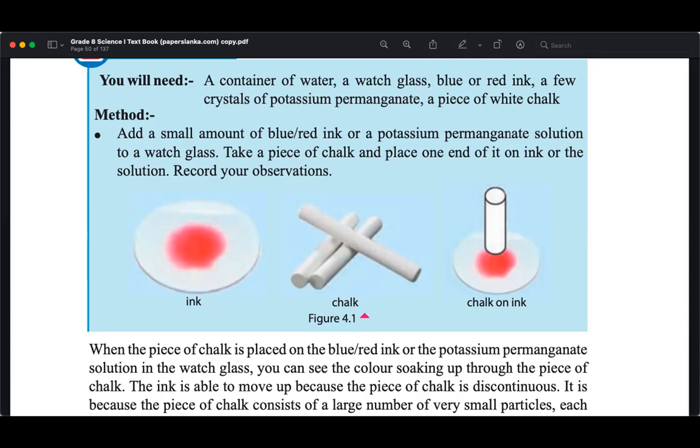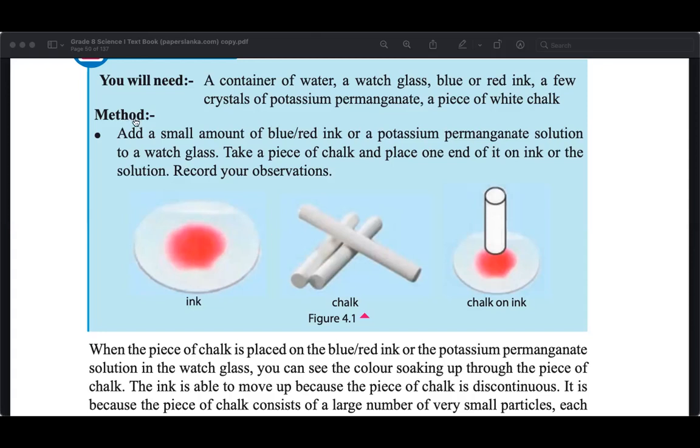I think let's see whether anyone has done a similar experiment. Chalk in potassium permanganate. This is a common practical, I think. Yeah, we can take this. Now it seems there's a time lapse. No, it only shows the diffusion in water. The chalk practical is not there.